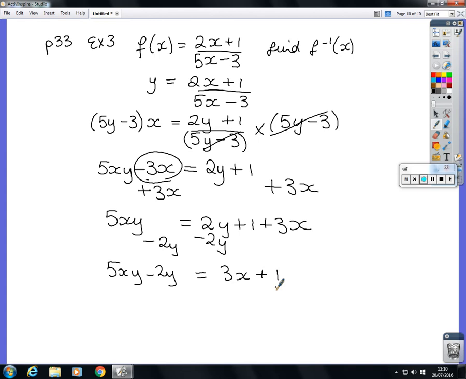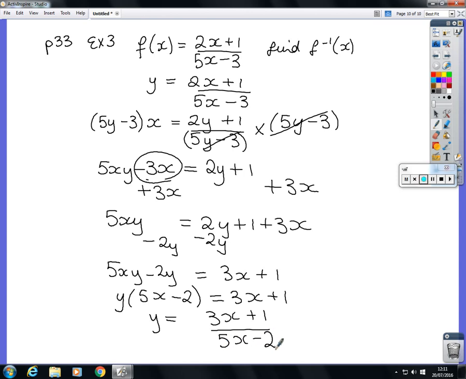The left hand side, we'll need to take y as the common factor, 5x subtract 2, because y appears in both 5xy and negative 2y. Right hand side is 3x plus 1. Then we can get y by dividing by the bracket 5x subtract 2. Almost done. Just rewrite this. Inverse f of x is 3x plus 1 all divided by 5x subtract 2.